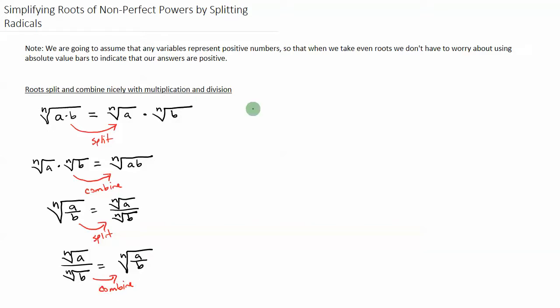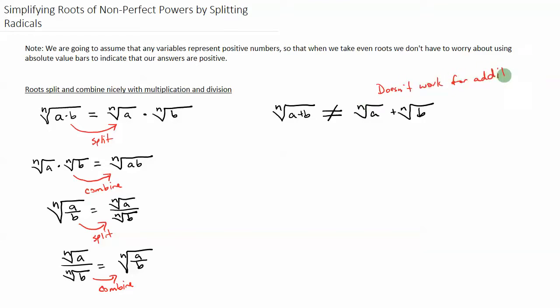Okay? Now, they don't work nicely with addition or subtraction. So if I have an nth root of a plus b, that is not equal to the nth root of a plus the nth root of b. So it doesn't work for addition. And that's the biggest mistake I see with radicals, using properties for multiplication and division with addition, and it doesn't work, okay, with addition or subtraction, in fact. So let me write that. It doesn't work for addition or subtraction.